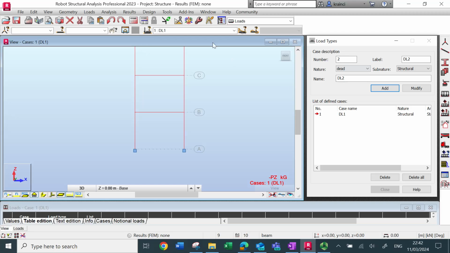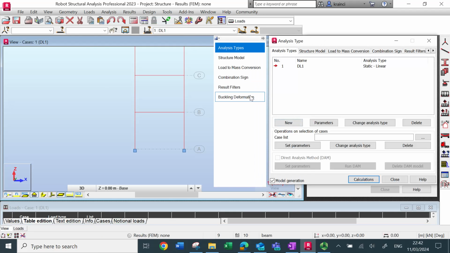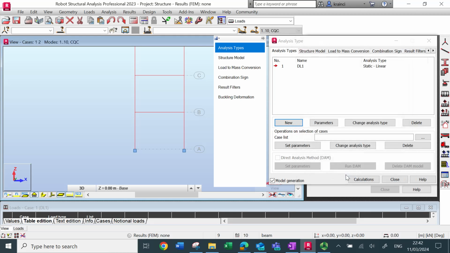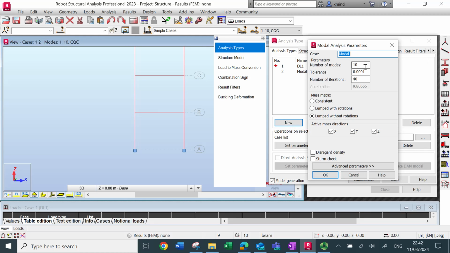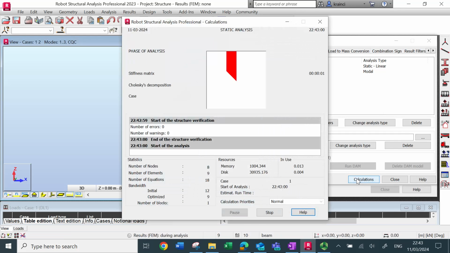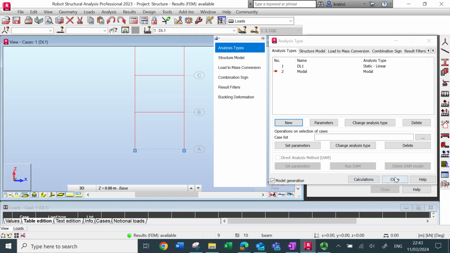So dead load 1. And now I can do the frequency analysis by going to analysis type, new, modal. Number of modes, I will put 3 because I have 3 stories, so 3 degrees of freedom. And I will leave everything else as it is. And I will run calculations and close.